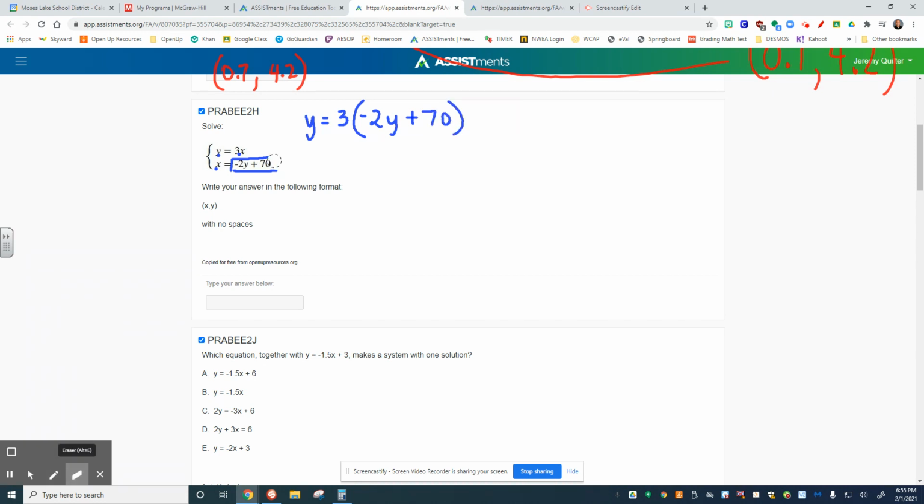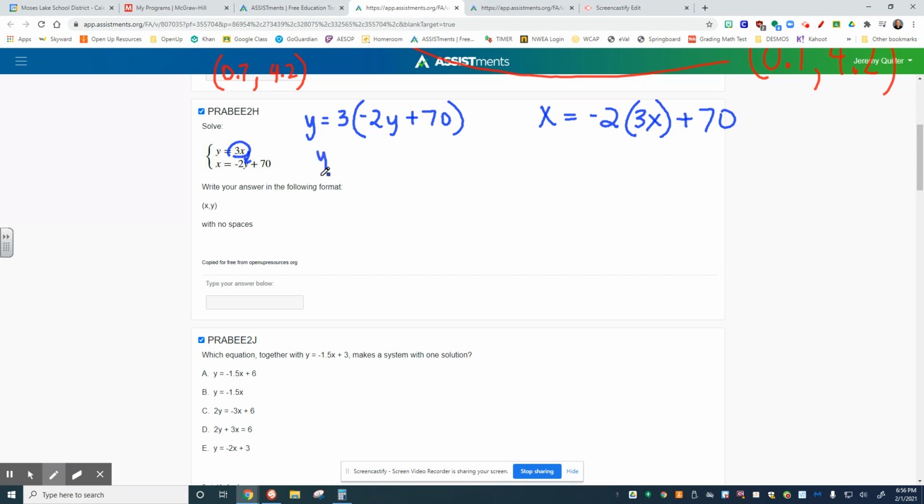Now let's say you're like, Mr. Coulter, you're crazy. I want to go the other route. Okay, cool. Then go the other route and take this value right here, the 3 times x, and plug it in for y. And say, I want to solve x is equal to negative 2 times 3 times x plus 70. And you know the coolest part about this is now I can solve for x and y, and then I just need to verify if I'm really right.